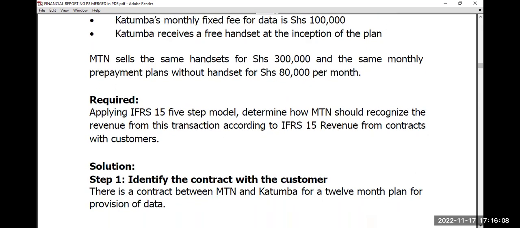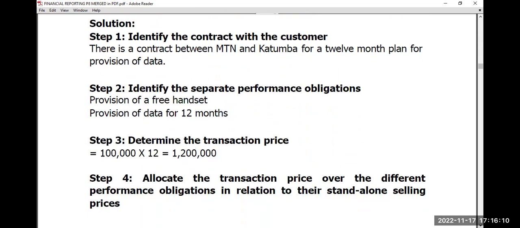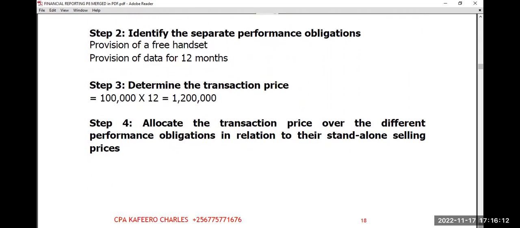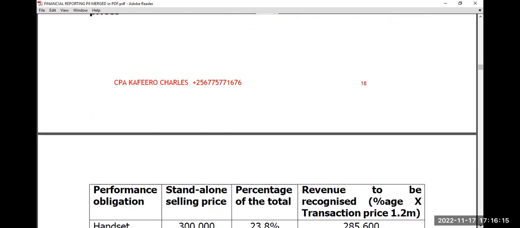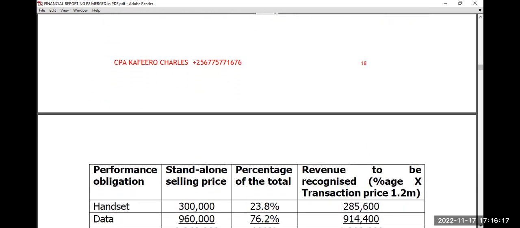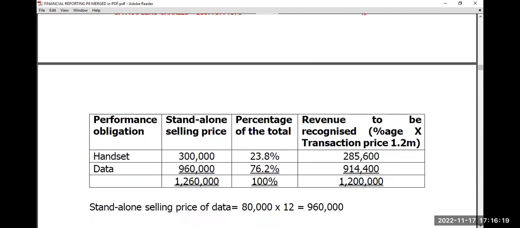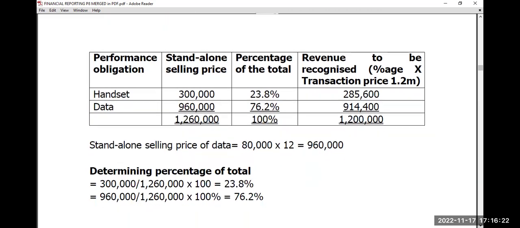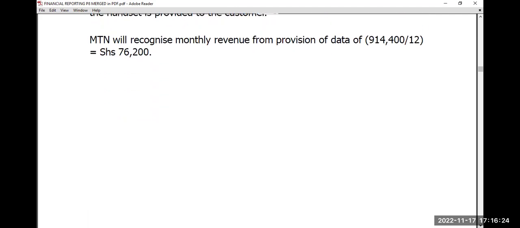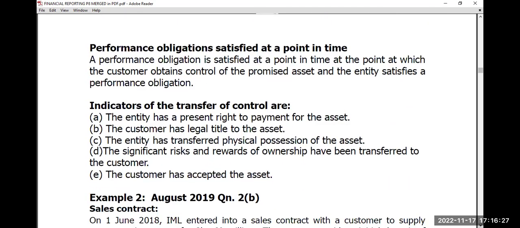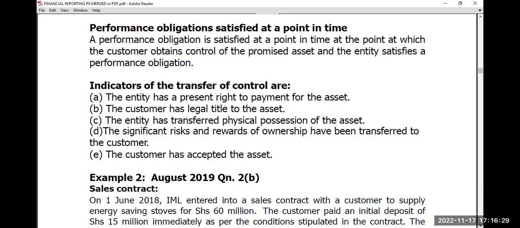We have an example here, but that one we shall look at at a later date, because this is basically the computations of what we've been talking about. But I wanted to first do away with these items. Then let's try to look at these performance obligations in detail.